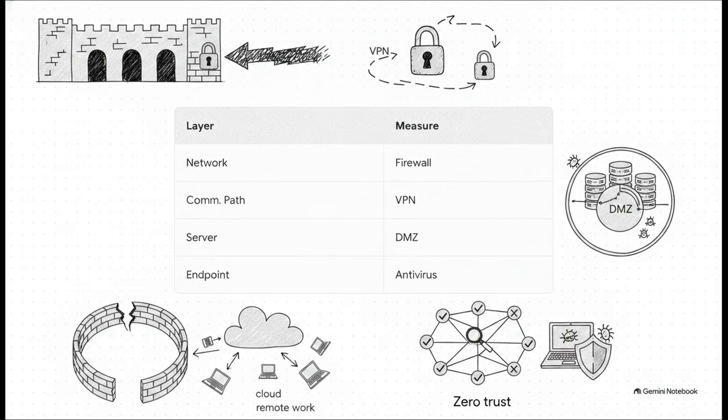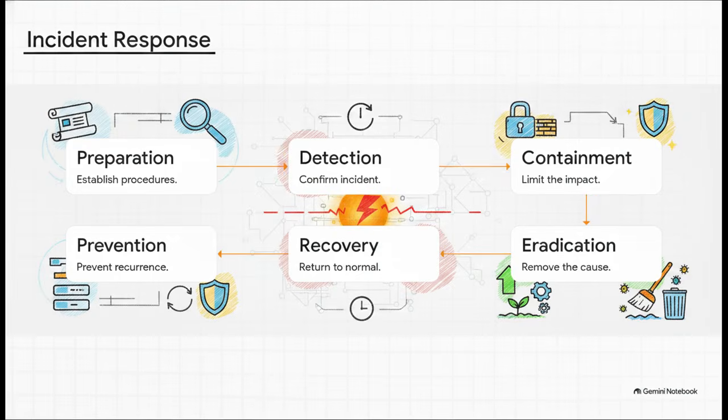Why do we layer all this? Because the old perimeter concept of the inside of the network is safe is completely dead thanks to cloud computing and remote work. Today, we use a zero-trust model. That means literally every single access request is verified, even if it comes from inside the building. Even with all that, breaches still happen.